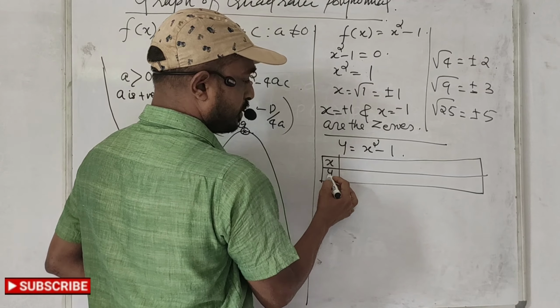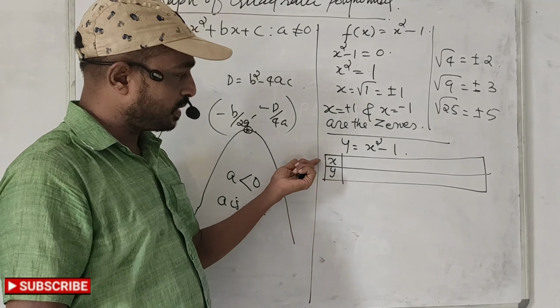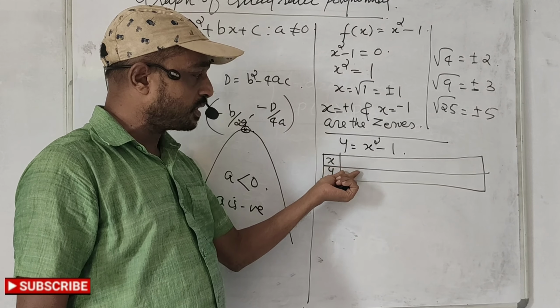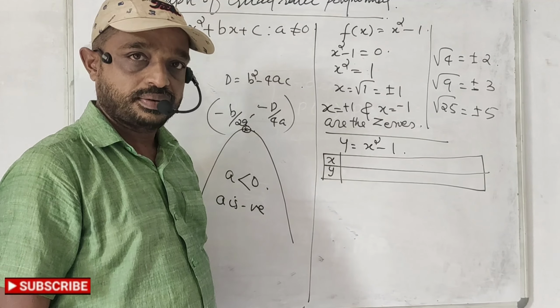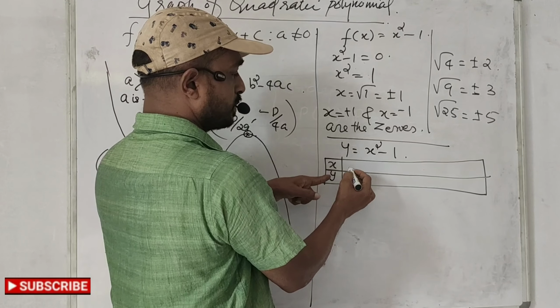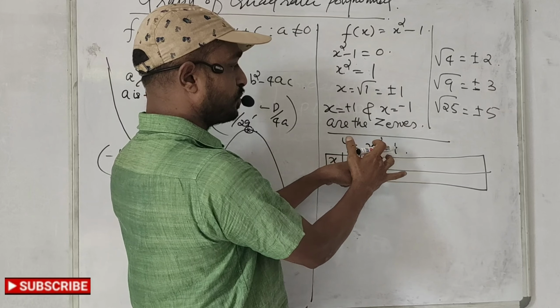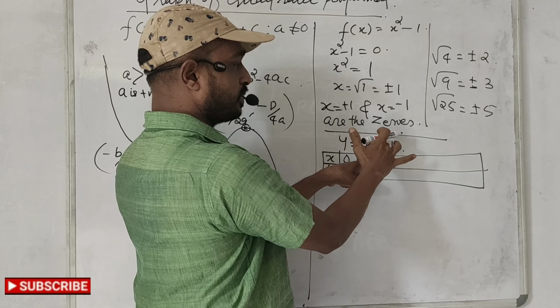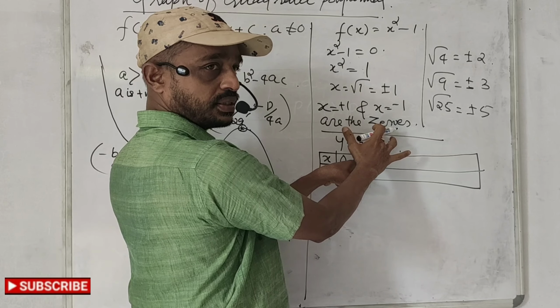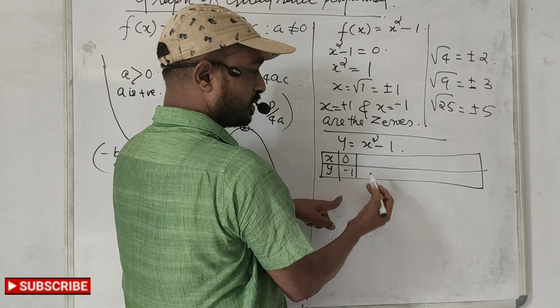Now, x and y coordinates are to be calculated. Give any value for x and then find out the corresponding value for y. Suppose x is equal to 0. If x is equal to 0, what is y? Y is equal to 0 square, that is 0. 0 minus 1 is minus 1.